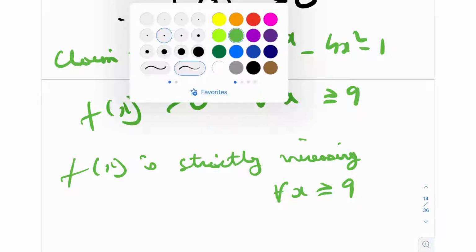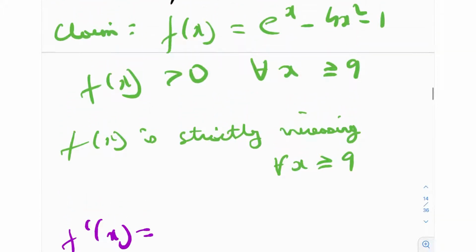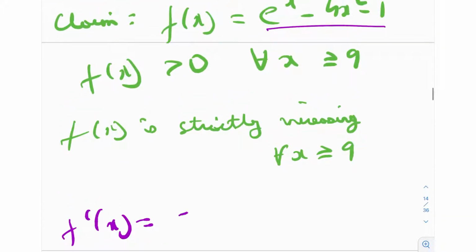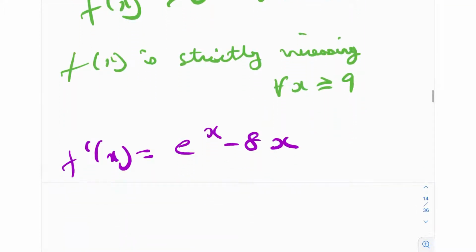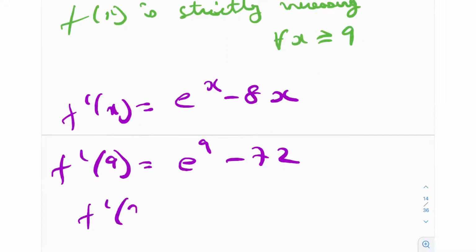And there's a pretty standard way to prove this, actually involving calculus. So what will f prime x be? Well, you just differentiate this function. You get e raised to the power x minus 8 times x. Okay, great. So what will f prime 9 be? It will be e raised to the power 9 minus 72, and it's obviously greater than 0, right? So f prime 9 is greater than 0.